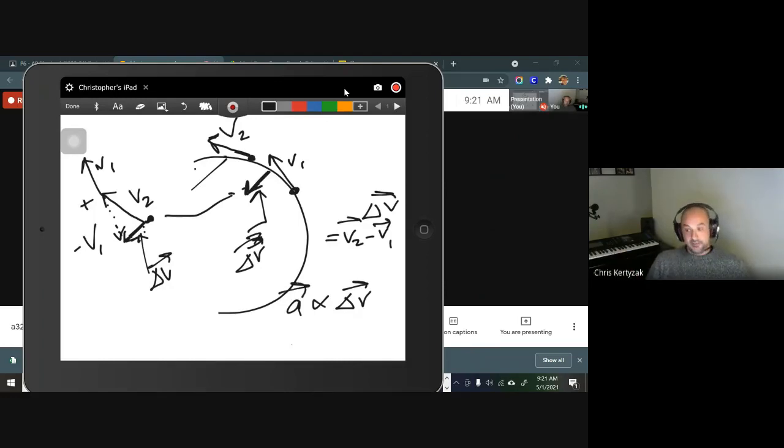And a is a vector in the same direction as delta v. That means our centripetal acceleration must be in the same direction as delta v. So if delta v is pointing towards the center, then the acceleration vector must be pointing towards the center. And we call that, again, centripetal acceleration. It's not a change in speed; it's due to a change in direction.